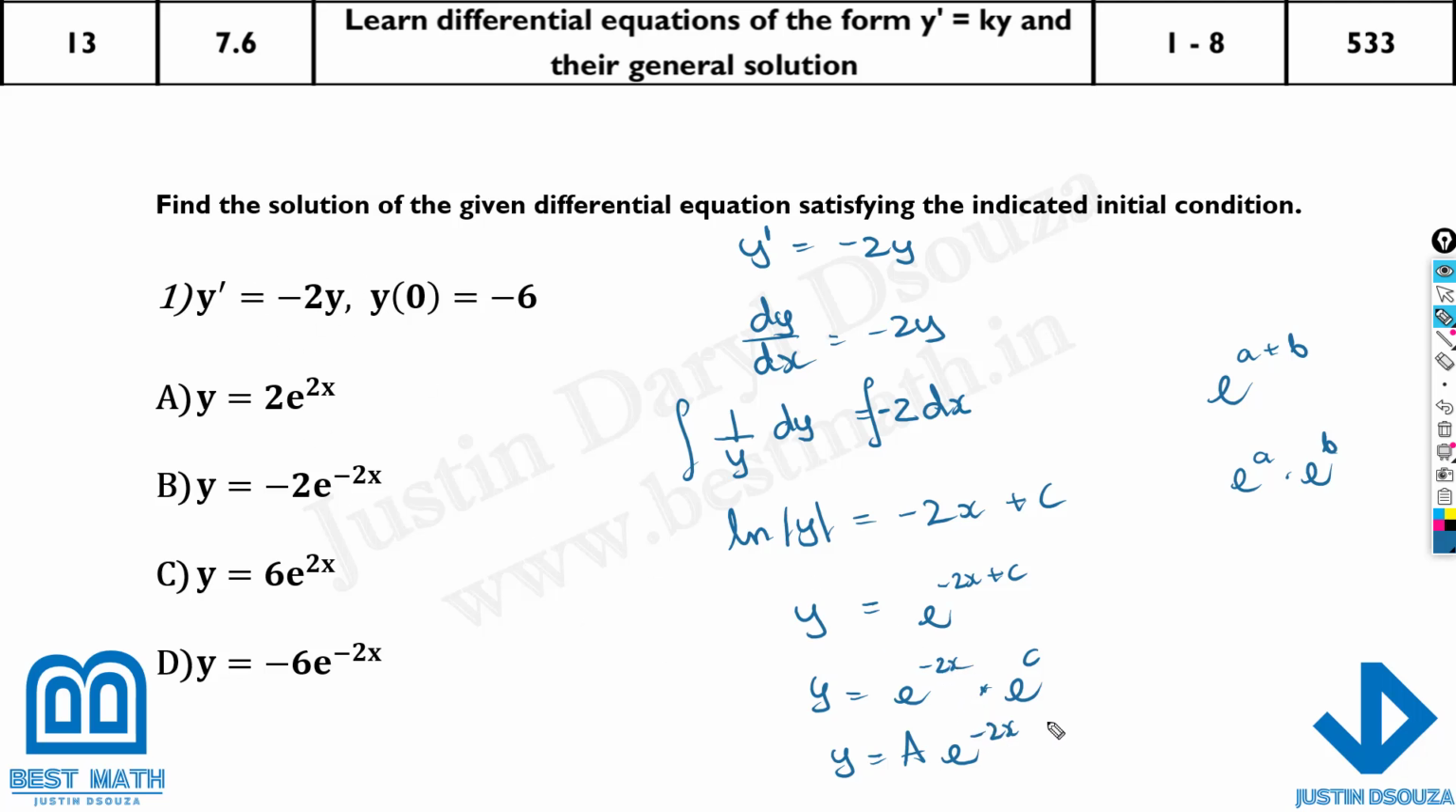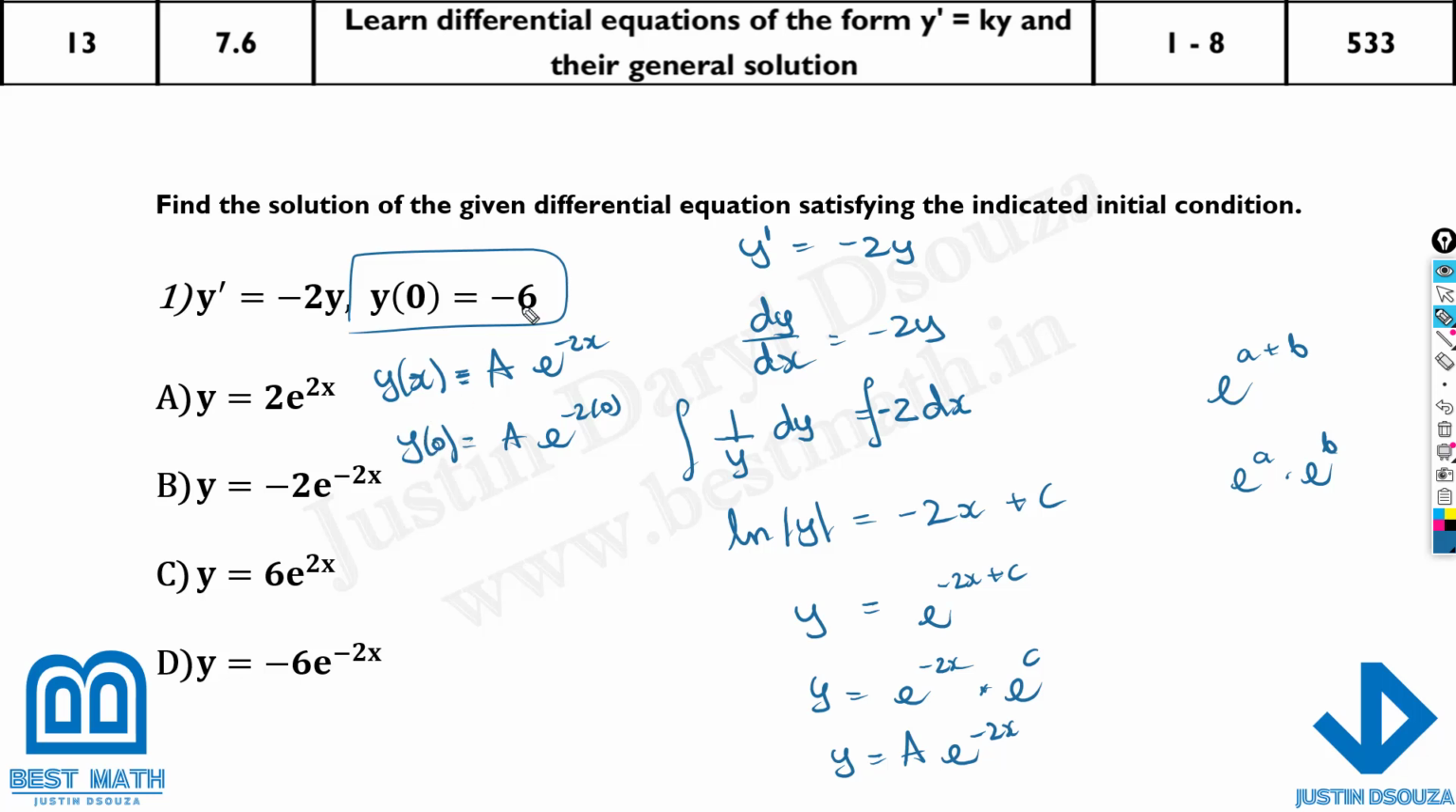You can try with any other number, it's going to be the same thing. Now what is this a value? They have given us the initial value to work with, isn't it? So what is this? y of x is equal to a e to the power minus 2x. Now what if I put x as 0? This will become y of 0, that is equal to a e to the power minus 2 times 0.